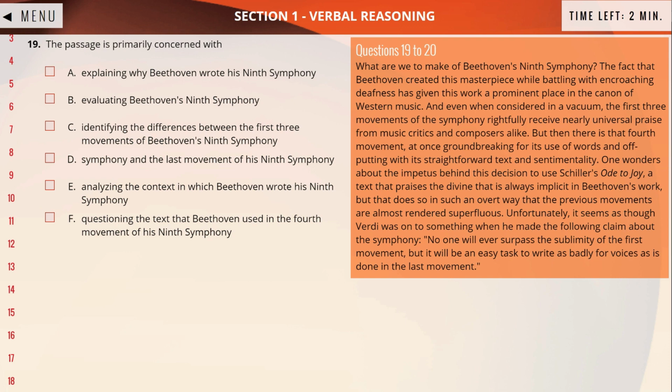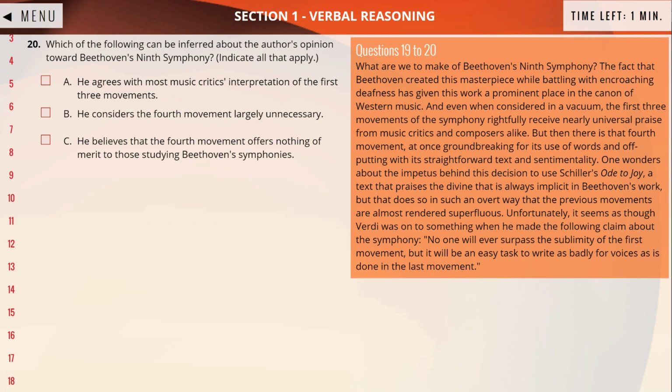No. Evaluating? Yeah, because that's fitting with the first question. What are we to make of it? Good, bad? Evaluating, yeah. Not the differences between the first 3 movements, because it's the 4th one. The symphony and the last movement of his 9th symphony. Is that just symphony in general and the last movement? It's a badly phrased question, I'll be honest. Analysing the context? No. Questioning the text? No, it's about more than that. I'd say evaluating is a nice broad answer. Saying here are the good bits, what are we to make of Beethoven's 9th Symphony?